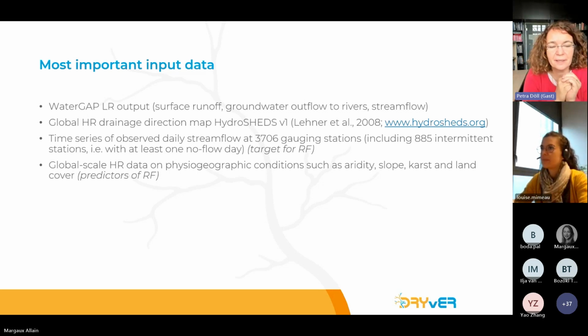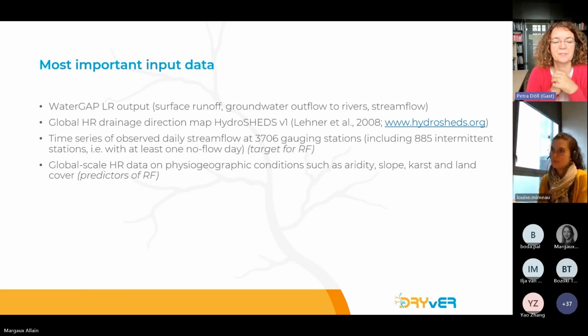And then the other essential data set that we put a lot of work in to bring together is a time series of observed daily streamflow at 3,706 gauging stations all across Europe.